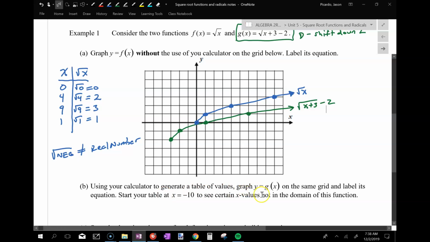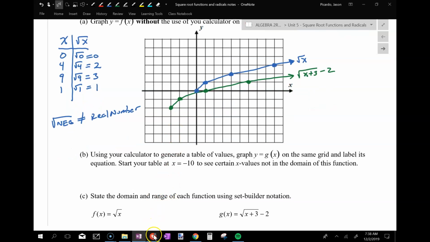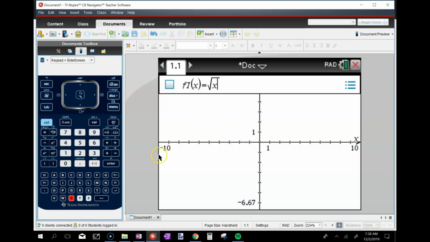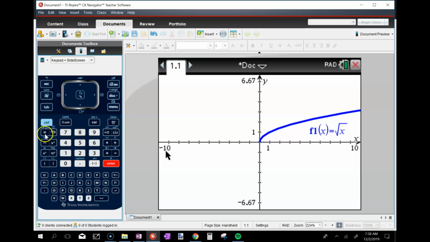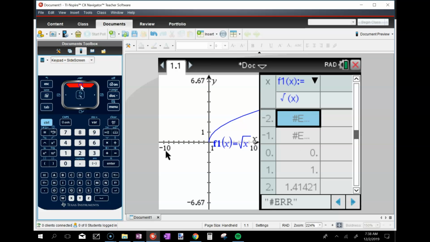Use your calculator to generate a table of values and graph this. Well, we don't need a table of values. We just did it, right? But here is something that I want you guys to see. When I put that radical x in, there's the graph, right? So we see it. And then here's the table. And then just notice something. What the calculator gives you is this, right? What it's saying is error, okay? It's hashtag E, which stands for hashtag error, all right? Is that cool? Hashtag error.